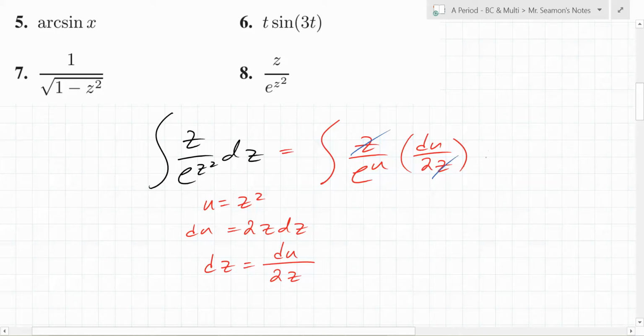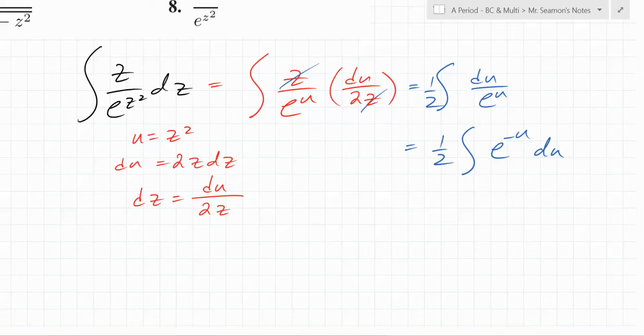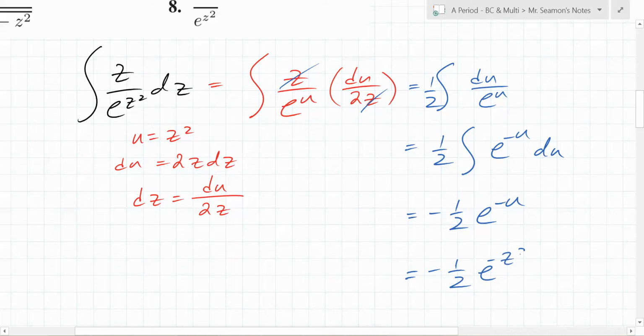All those 2 z's go away, and you're literally left with the integral of 1/2 du over e to the u, like this. So that is 1/2 the integral of e to the negative u du. Do you know how to integrate that? Yeah, you just have to take care of that negative. So that's going to turn into negative 1/2 e to the negative u. But what does u equal, Matt? What did we say u equals? Z squared. So you resubstitute and you get negative 1/2 e to the negative z squared. Exactly. So what does that tell us? It tells us when we integrate that thing, we get this right here. Hey, that's kind of cool.